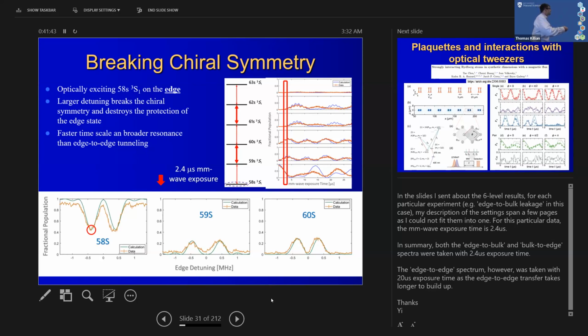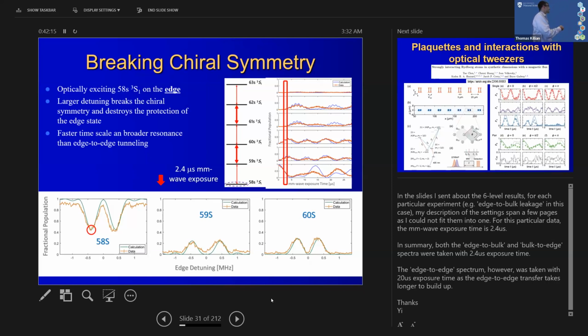So here is the population in the initial state. It starts at population of 1 at t equals 0, but after a few microseconds, population has evolved. If I have 0 detuning, population stays in the edge state. But if I detune away 500 kilohertz or so, then I lose population from the edge, and it shows up in the bulk. So this is looking at the 59S, the first bulk, and the 60S, the next bulk state.